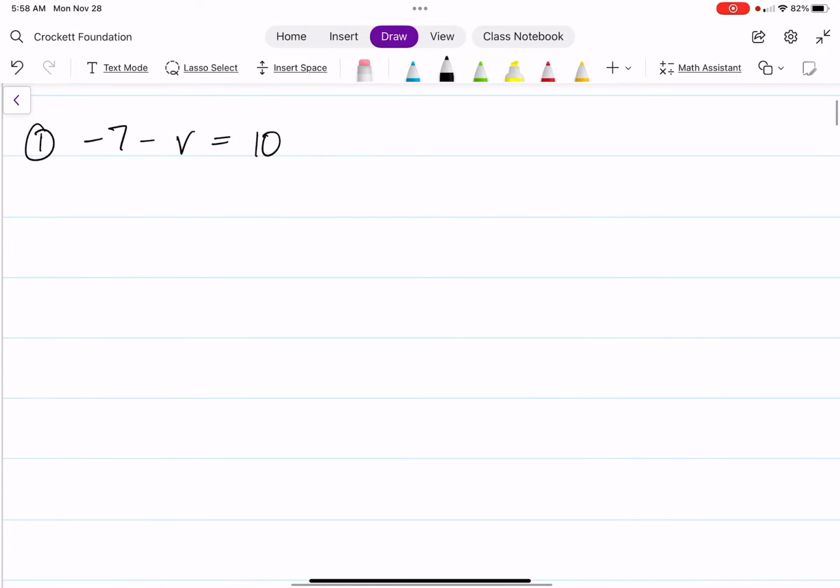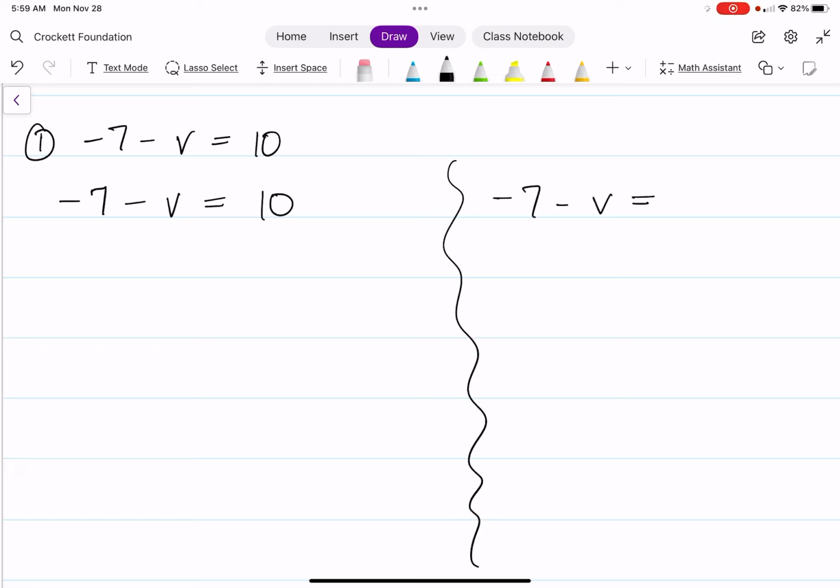So let's go ahead and take a look at this first one. I'm going to rewrite it. And I'm going to solve it two different ways, or show two different methods for solving it, okay? So I'm going to do my best, and maybe you all can leave me some feedback in the comments to let me know how I did.